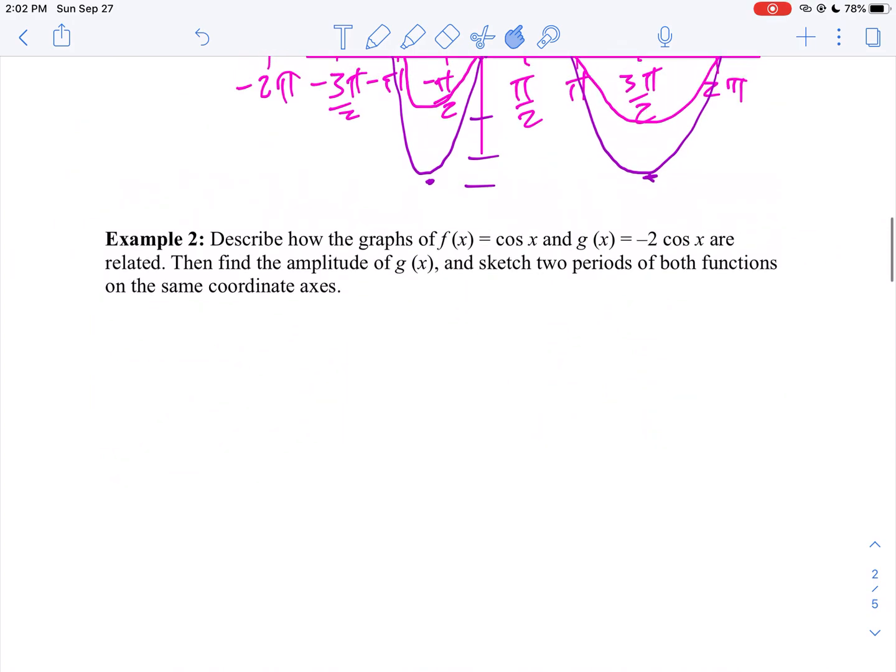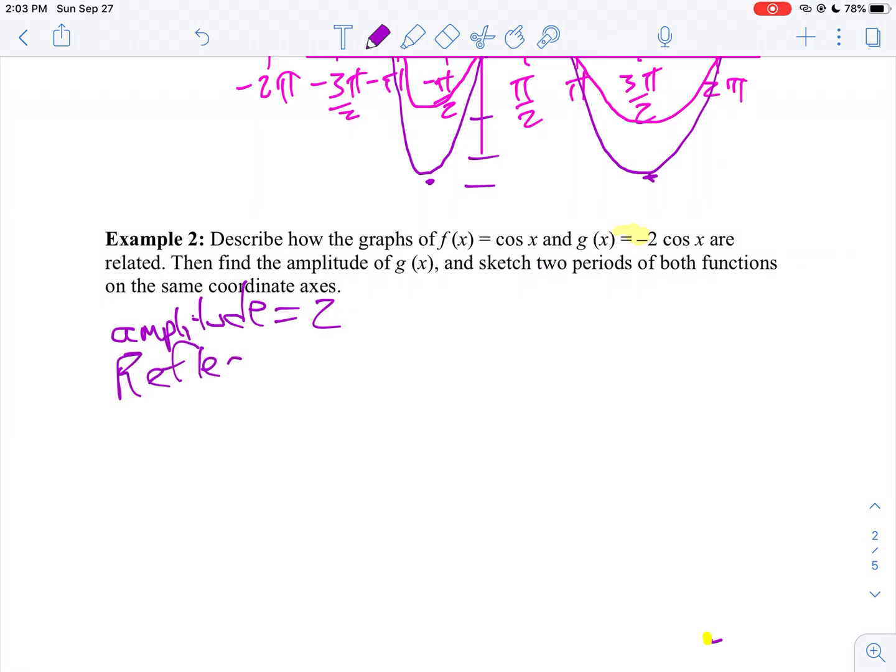In example 2, we've got cosine x, and we've got negative 2 cosine x. I'm going to find the amplitude and sketch 2 periods of both functions on the same coordinate plane. So I know what's going to happen. My amplitude is now going to be 2. But that negative sign makes it flip over the x-axis. So it's a reflection over the x-axis.